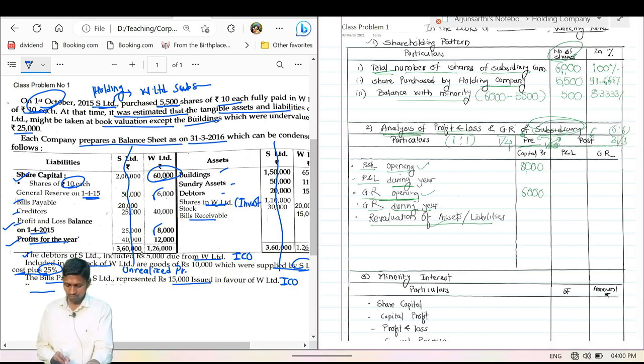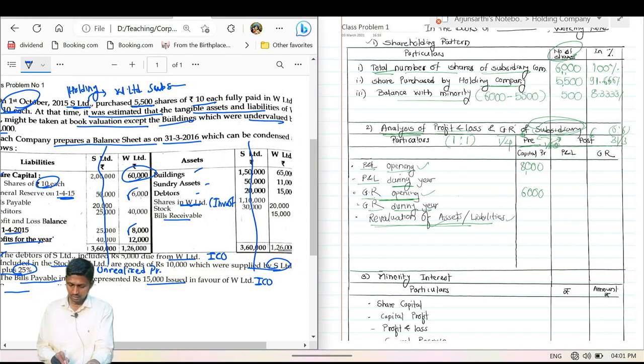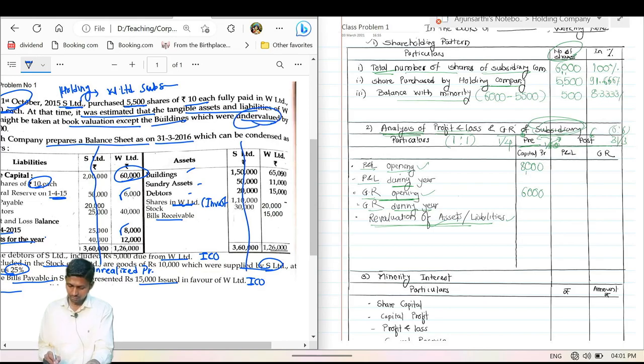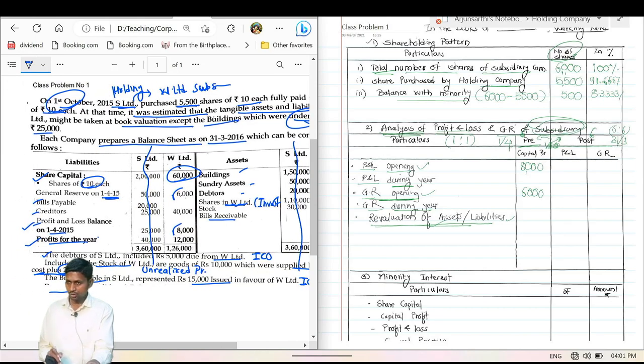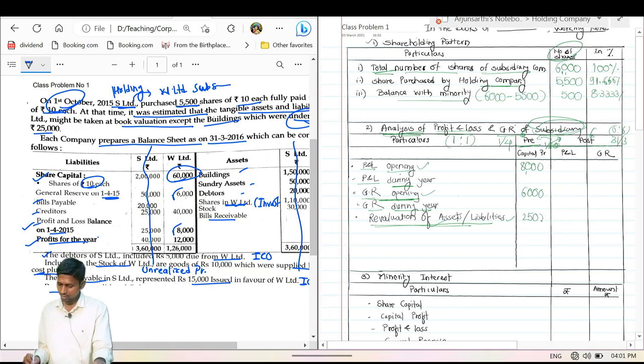Then undervaluation, overvaluation, that is also in the pre column. Undervaluation of building: here write plus, related to building, undervaluation of 25. That means you must increase building by 25. If you are increasing, it is a positive figure. If you are decreasing, then negative figure. The value has been understated, so you have to increase it by 25,000. Correct. Now the opening pre column is over.